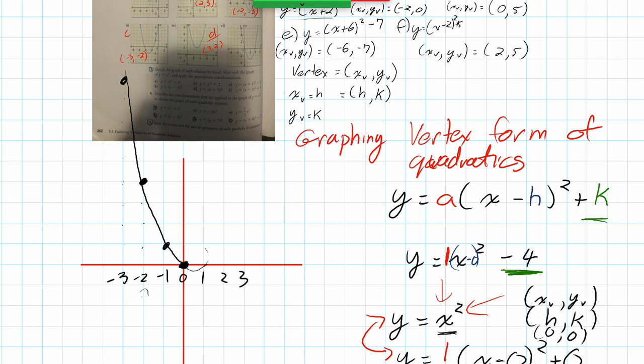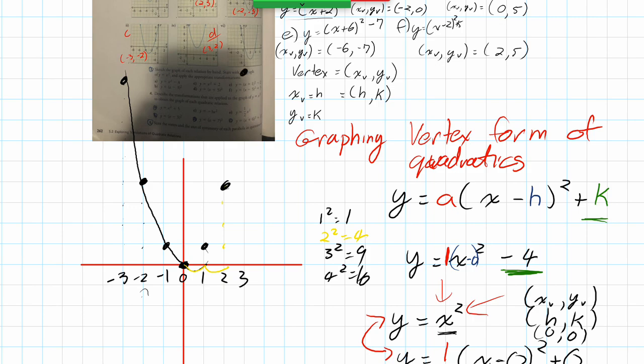So if I go over 1, well, 1 squared is 1. I go up 1, okay? Go back to my origin. If I go over 2, 1, 2, well, 2 squared is 4. So I go up 4. 1, 2, 3, 4. There's my coordinate. What if I want to go over 3? Well, 3 squared is 9, and 4 squared would be 16. And that's how many y values to go up.